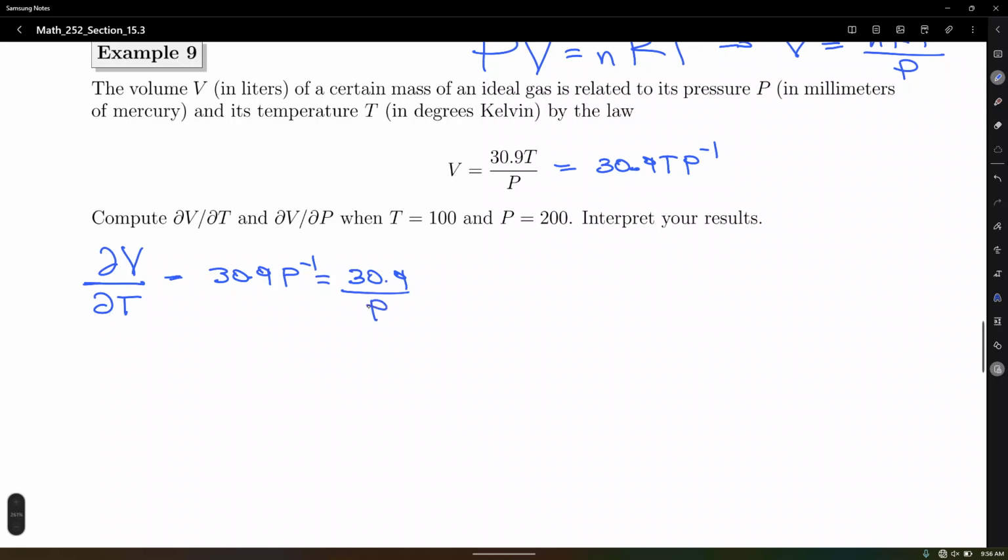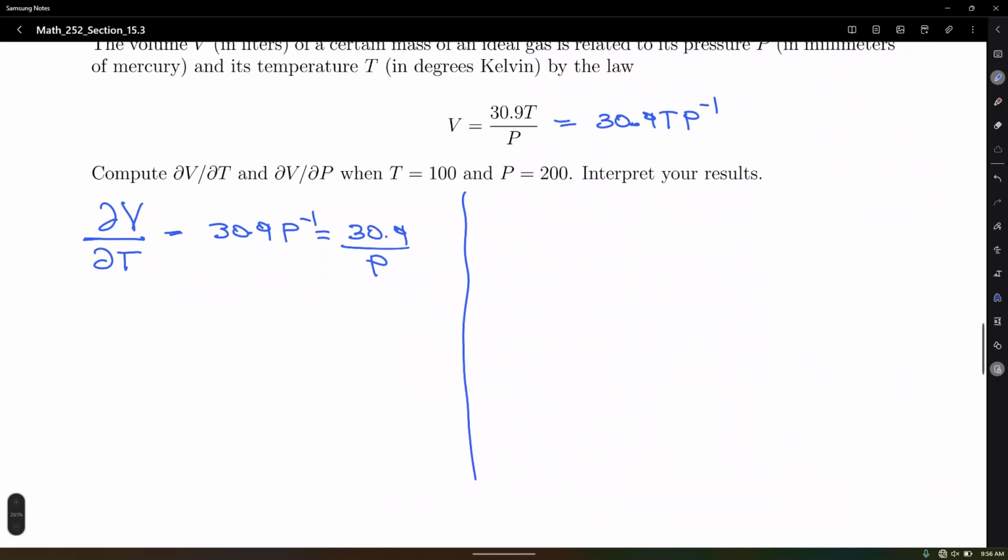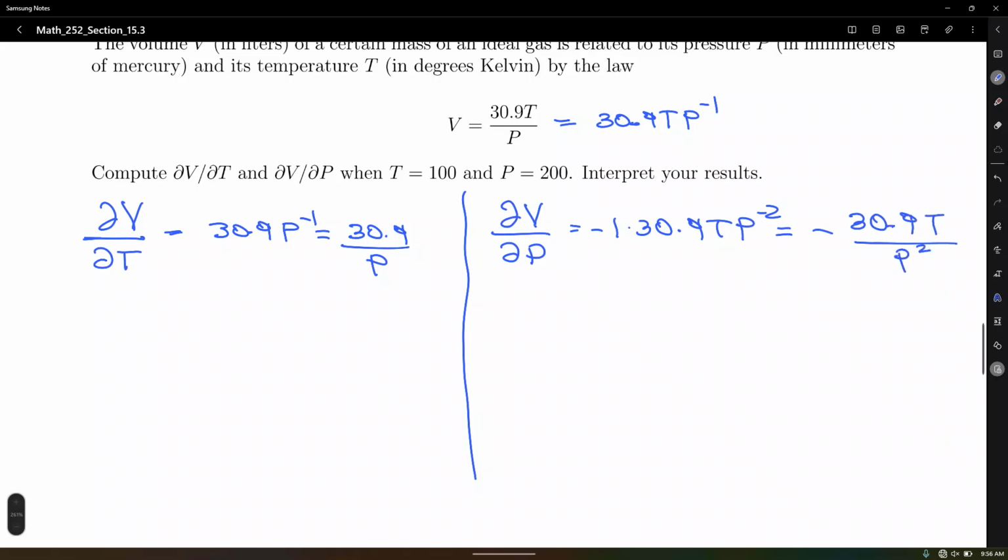30.9 over P. And then let's find the partial derivative of the volume with respect to the pressure this time, that is negative 1 times 30.9 T P to the negative 2, which reduces to negative 30.9 T over P squared. Alright, so these are our partial derivatives of this ideal gas setting where the volume is the dependent variable and temperature and pressure are the independent.